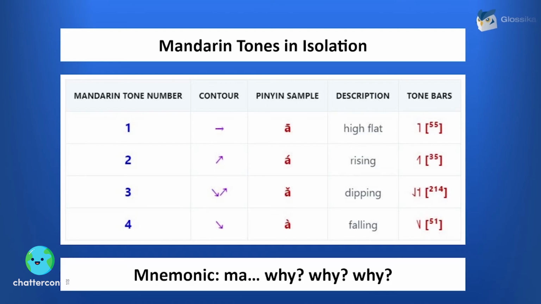If you think about this phrase like, oh, I'm talking to my mother and I'm saying ma, why? Then you basically get the 4 tones of Mandarin. So ma, why, ma. And if you go through that again and again in your head and keep practicing it, then you get to the point where those 4 tones are really second nature to you.